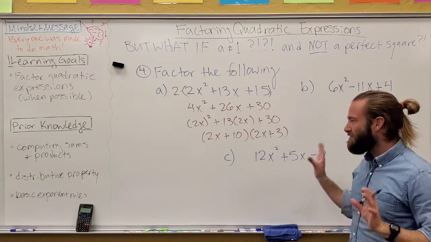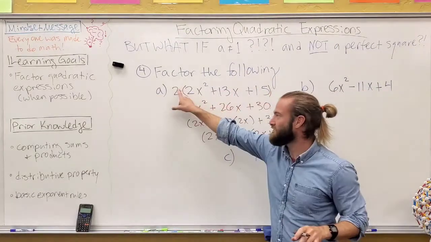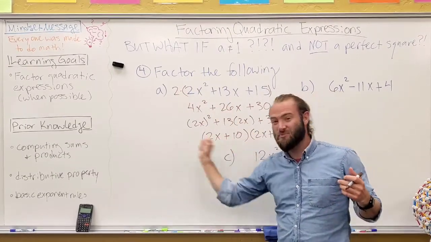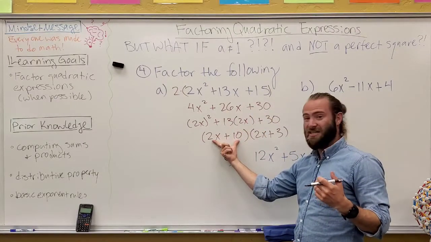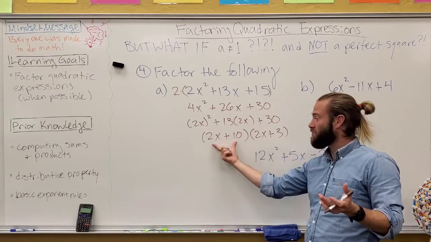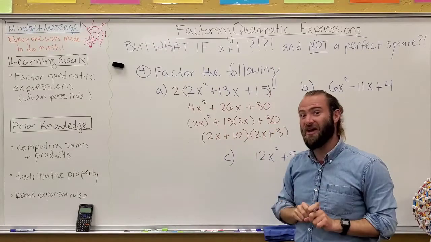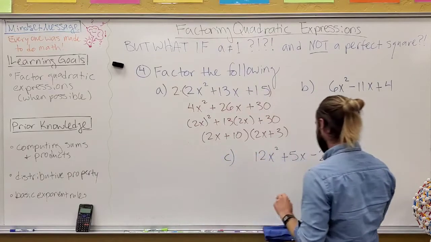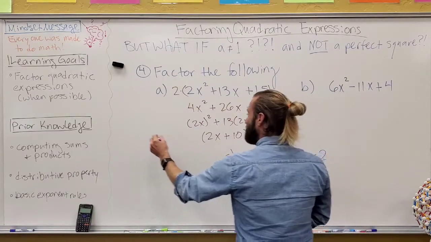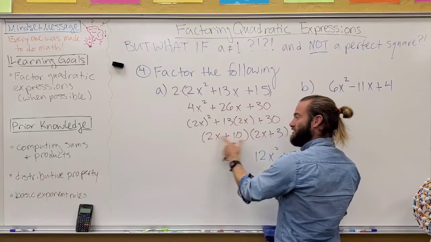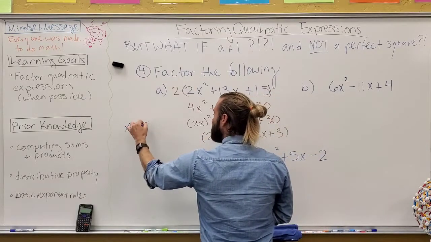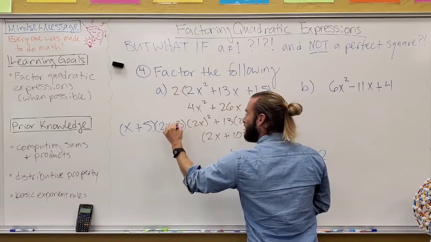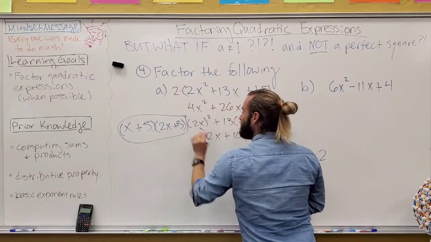The only thing is, I'm not quite done yet, because like I said, this 2 just went along for the ride to help me out. Now you're going to have to pull a 2 back out of here. Luckily, you can see in this factor there is a 2 that's extra. So my final factorization, if I remove this 2, is going to be x plus 5 times 2x plus 3. That's my actual final answer for this.